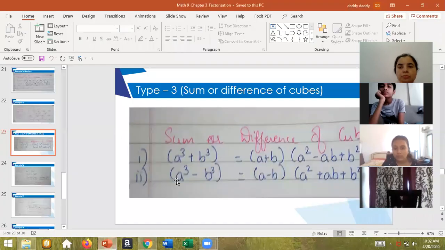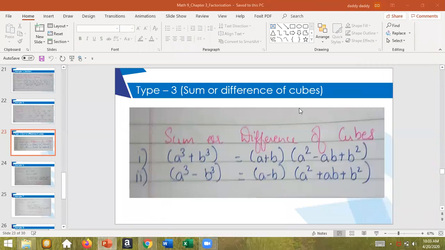Can you see the screen where I have written two formulas, sum or difference of cubes? Yes, ma'am. Okay. So let's first discuss the formula. This is factorization only, Toshit. Sum or difference of cubes, that means there are two variables, a cube plus b cube and a cube minus b cube.